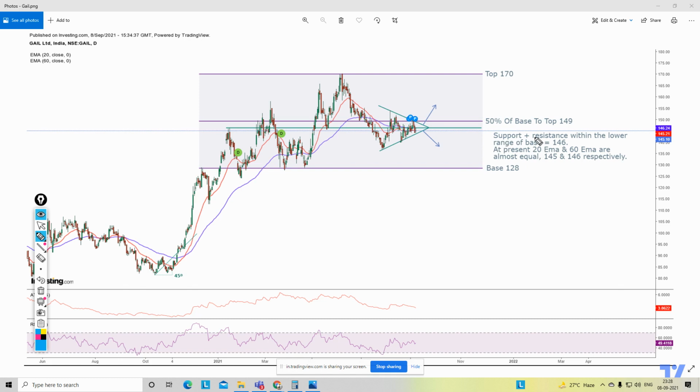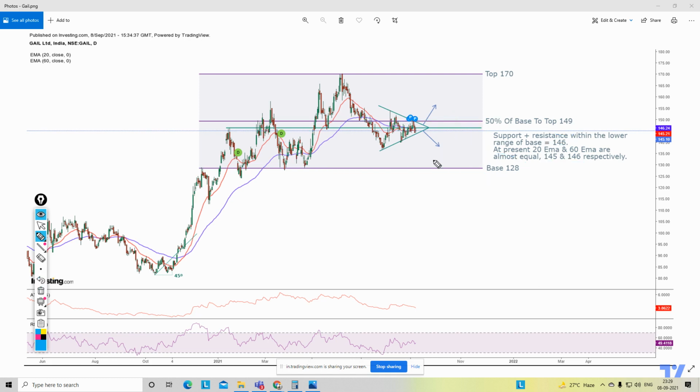146 is a support-cum-resistance band within the lower range of this 128 to 170. It means this is the lower range of this sideways zone, which is between 128 to 149. So exactly 146 is the division of the 50% of the symmetrical triangle. 146 is your 60 exponential moving average, and the closing of the stock is also nearby. So therefore, these 145, 146, 149 are very big catalysts at this point in time in GAIL.